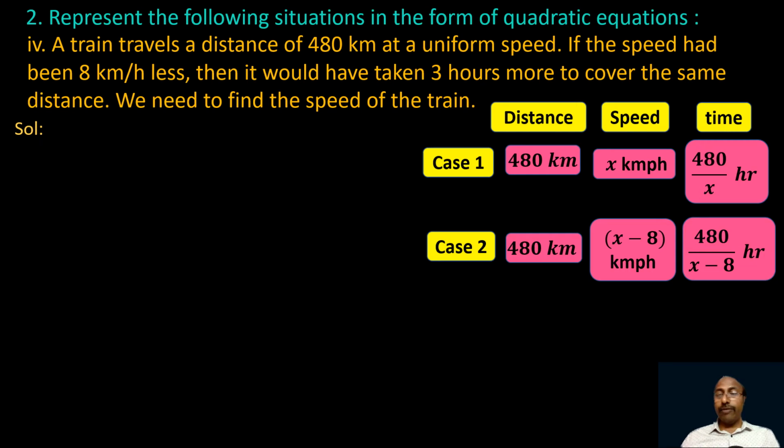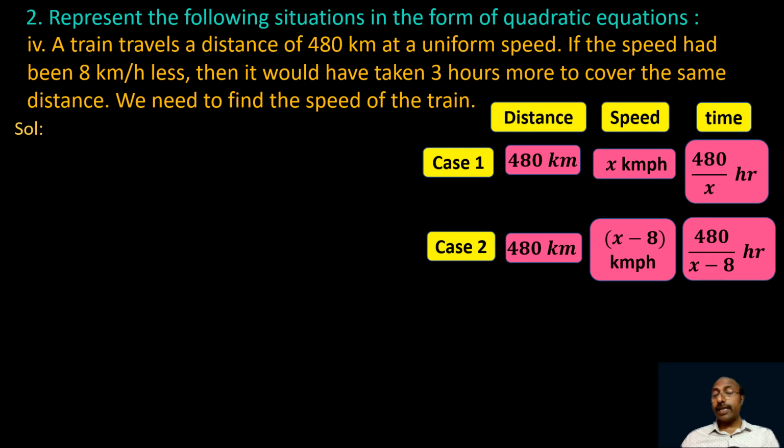In these two time cases, in the first case we have time 480 by x, and in the second case the time is 480 by x minus 8 hours. In these two quantities, in which is the denominator less?